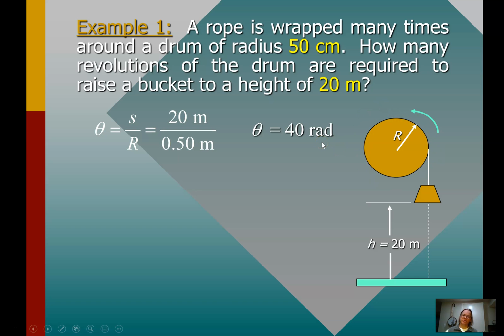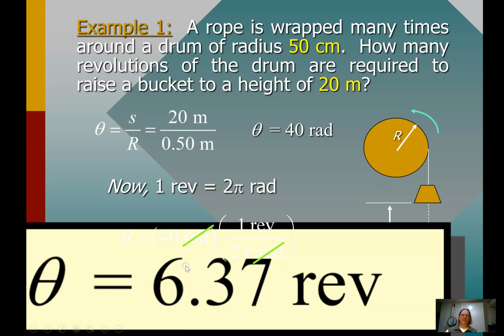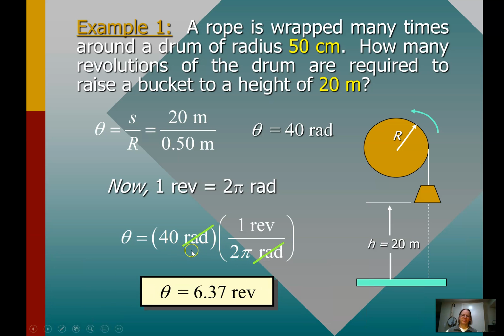To find out how many turns, we're going to do a little conversion here. The conversion is 6.28, or 2 pi radians per revolution. So you've got 40 radians, and you divide by the radians per revolution so the radians cancel out and you have revolutions left over. That becomes 20 divided by pi, which is 6.37 revolutions, which is an angle of 40 radians. It's all the same angle.